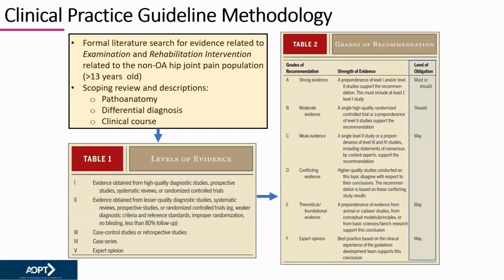You can see 1 through 5, 1 being the strongest evidence: high-quality diagnostic studies, prospective studies, systematic reviews, randomized controlled trials, all the way down to expert opinion, which is level 5.